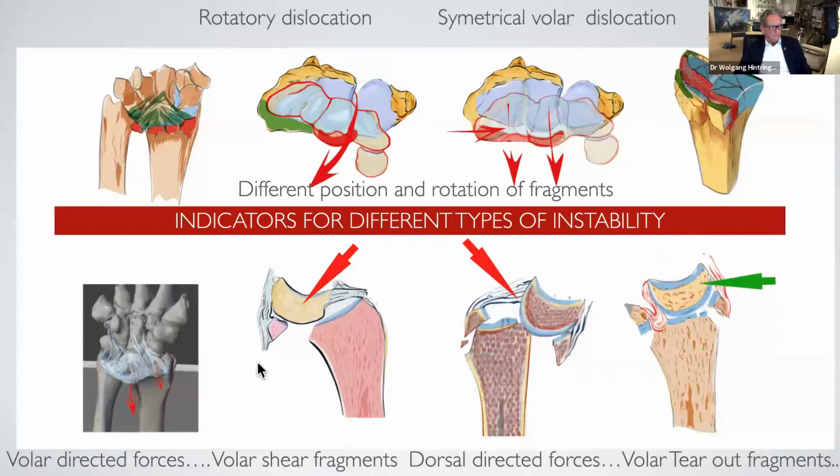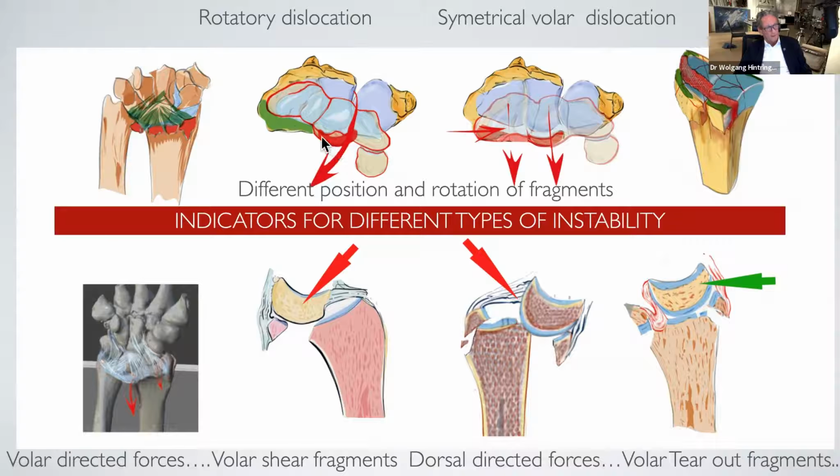Here you see different types of volar fragments. Here you see a small volar fragment, a shear fragment, which you get if you have volar directed forces. If you have a dorsal dislocation of the carpus, you get also a volar fragment, but it's a tear out fragment and not a shear fragment. And during the reposition, which you will see in the next slide, it's turned around 90 degrees.